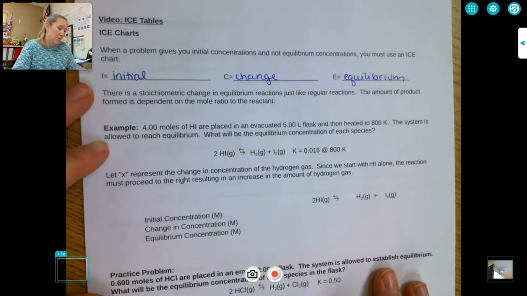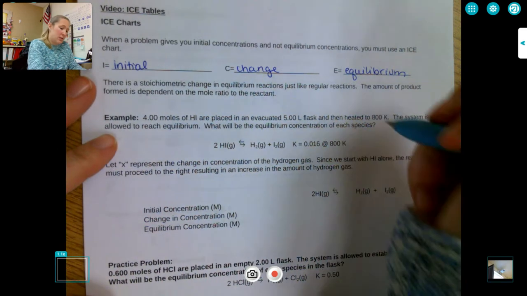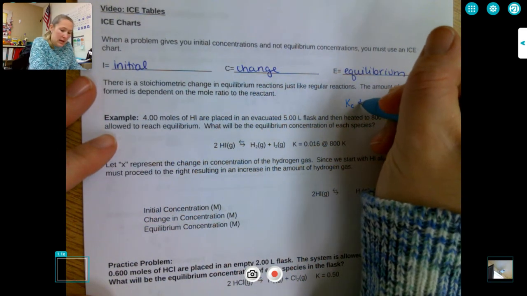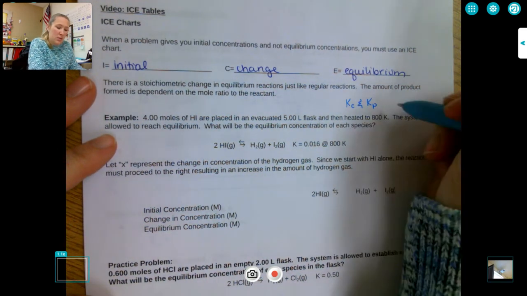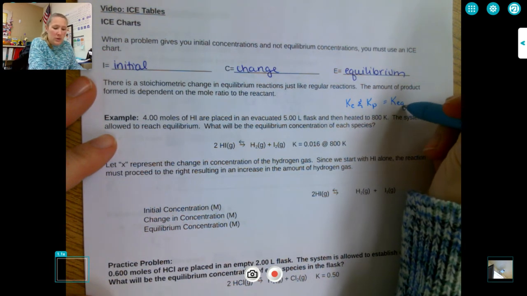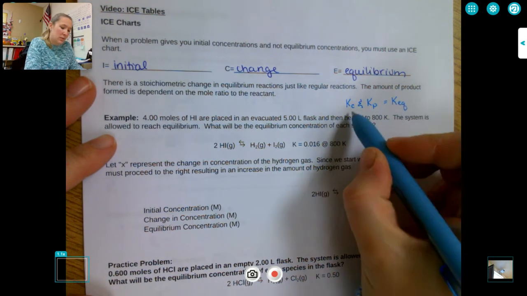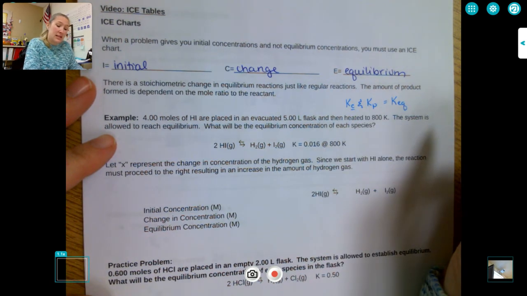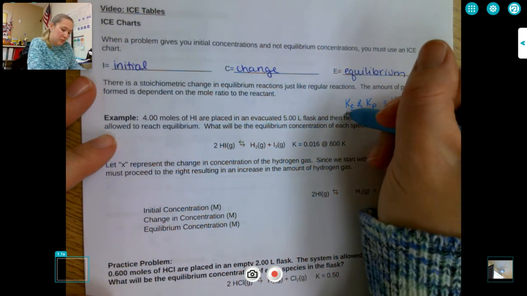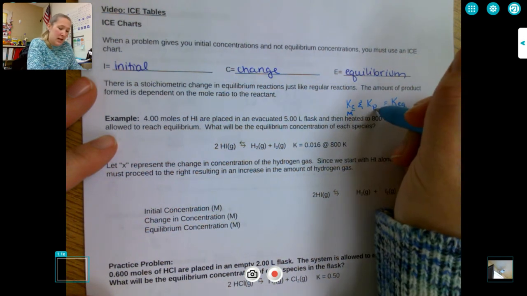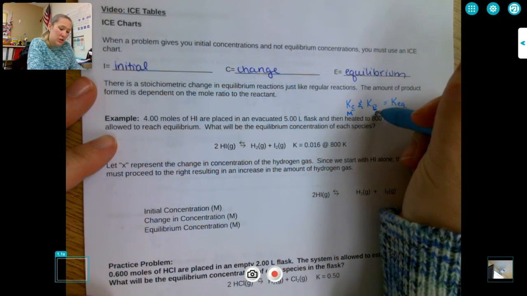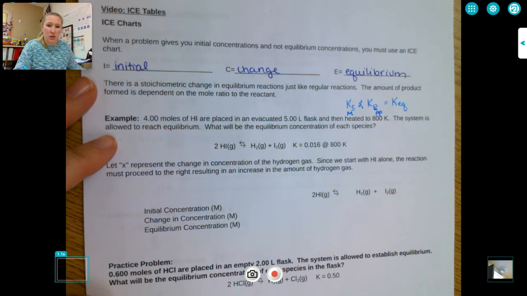Before we talked about Kc and Kp, which are both equilibrium constants. We have Kc, which is our concentration, meaning things need to be in molarity, and Kp, which is pressure, when we're looking at things in their partial pressures.